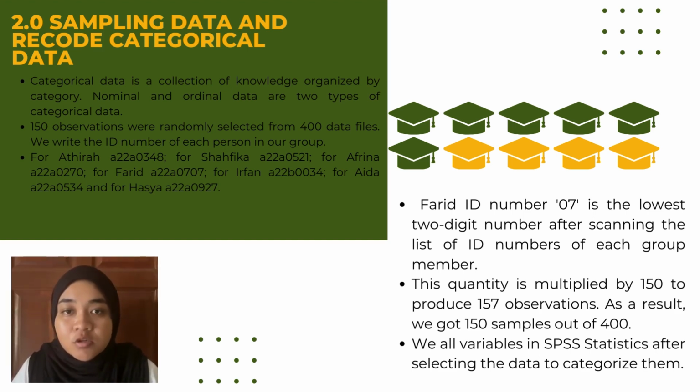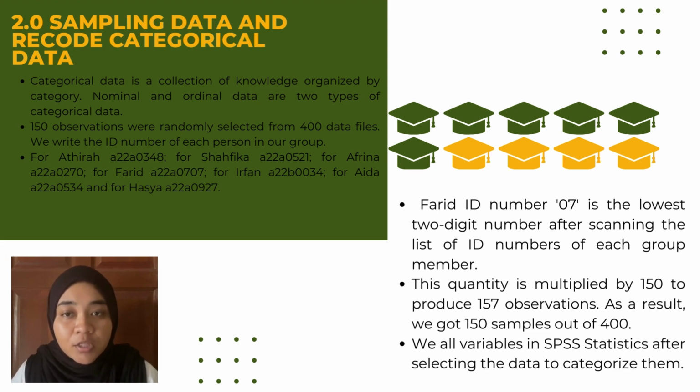Categorical data is a collection of knowledge organized by category. Nominal and ordinal data are 2 types of categorical data. Next, 100 observations. We randomly select from 400 data. 5. We write the ID number of each person in our group.